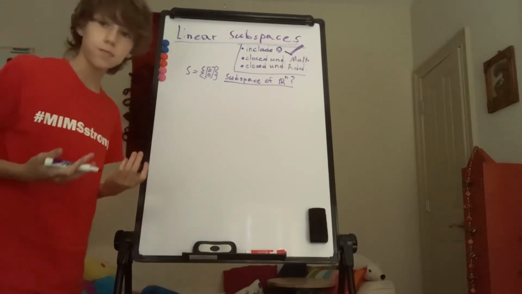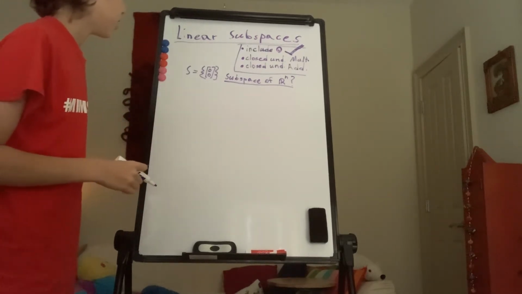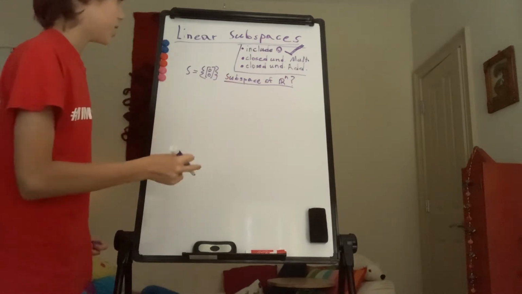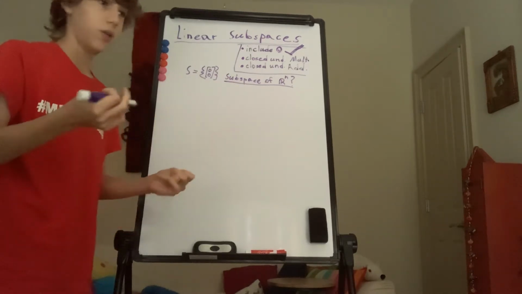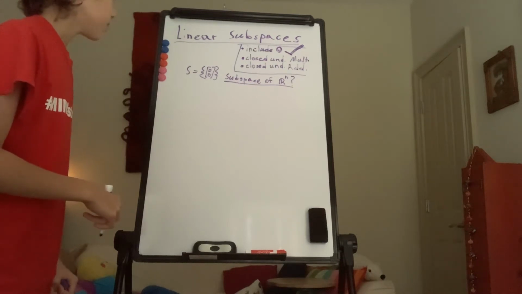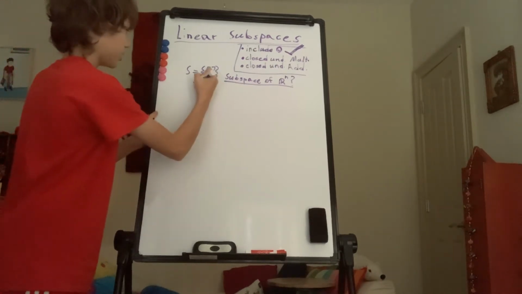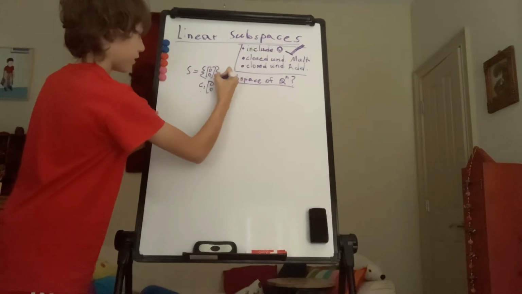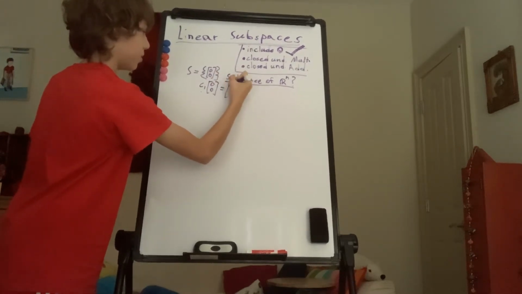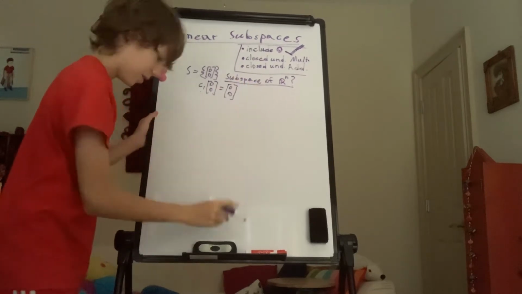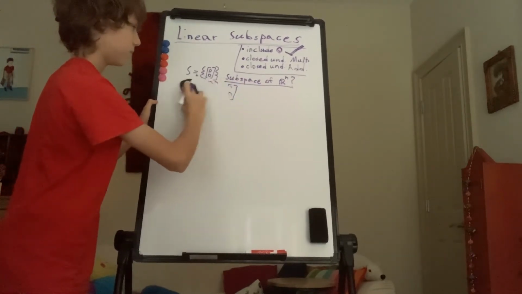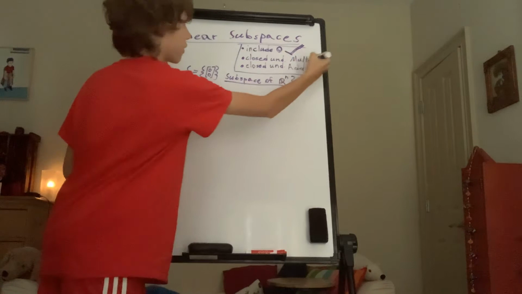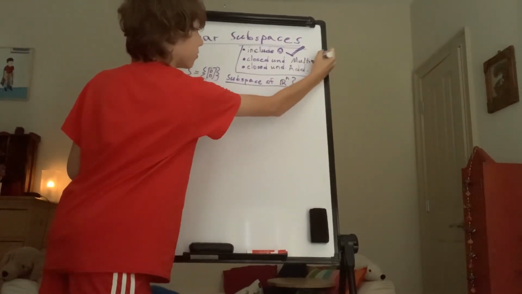Is it closed under multiplication? Well, let's see. If you multiply by any constant in the reals, any constant C1 times the zero vector in 2 dimensions is just going to be equal to the zero vector in 2 dimensions. So it is in fact closed under multiplication. We'll put a bold check mark there.